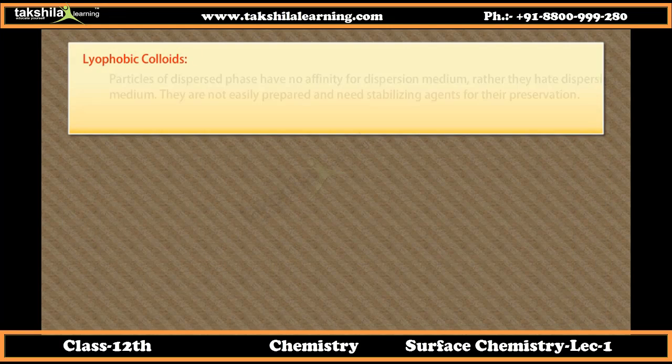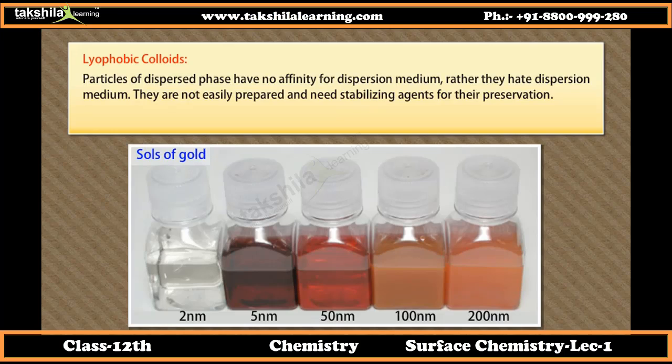Lyophobic colloids: particles of dispersed phase have no affinity for dispersion medium. Rather, they hate dispersion medium. They are not easily prepared and need stabilizing agents for their preservation. They are irreversible. They are also called extrinsic colloids. For example, salts of gold, silver, and ferric hydroxide.